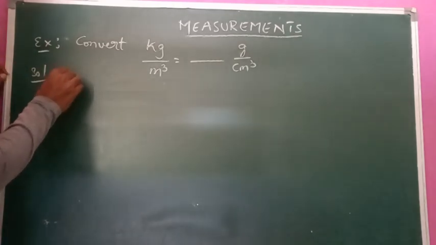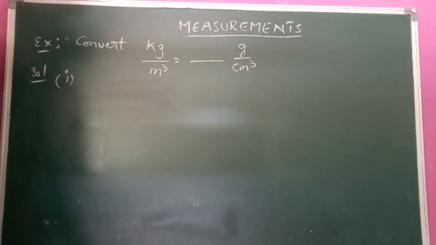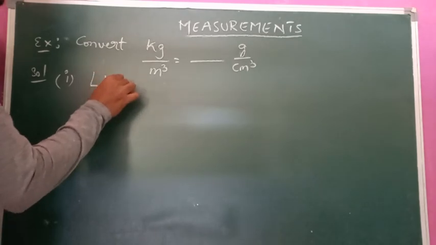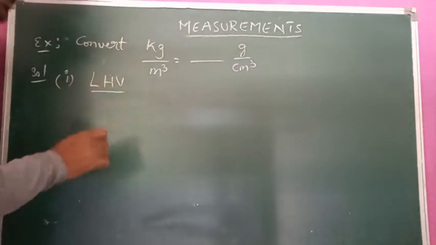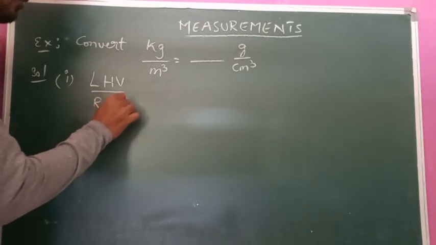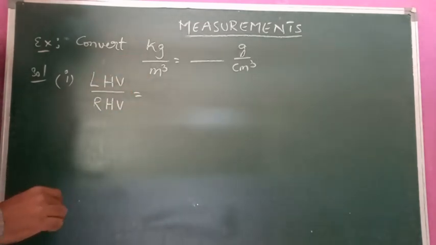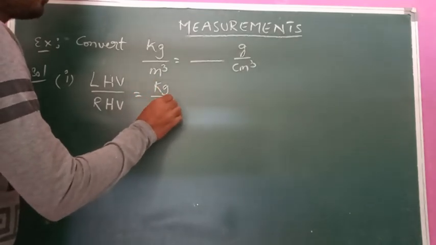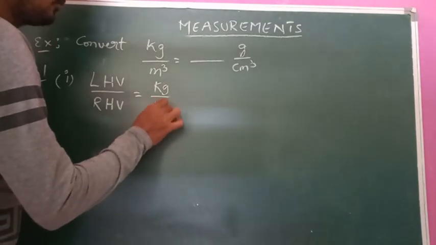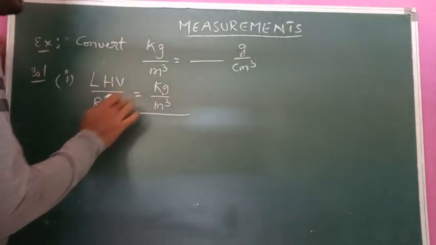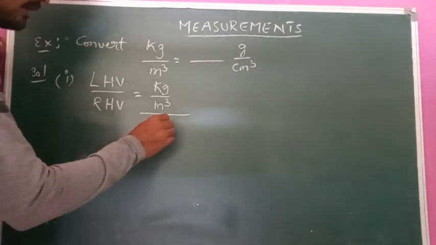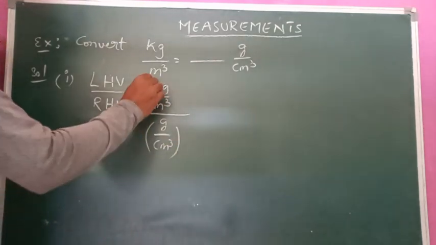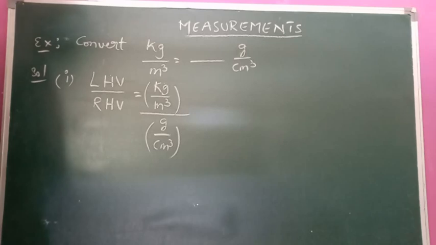Step 1: left hand value by right hand value. So here, what is the left hand value? Kg by meter cube, kg by meter cube by gram by centimeter cube. So it is the numerator part and it is the denominator part.